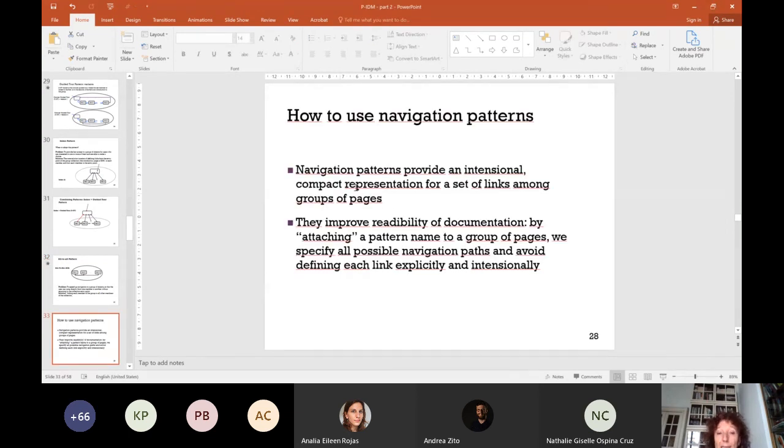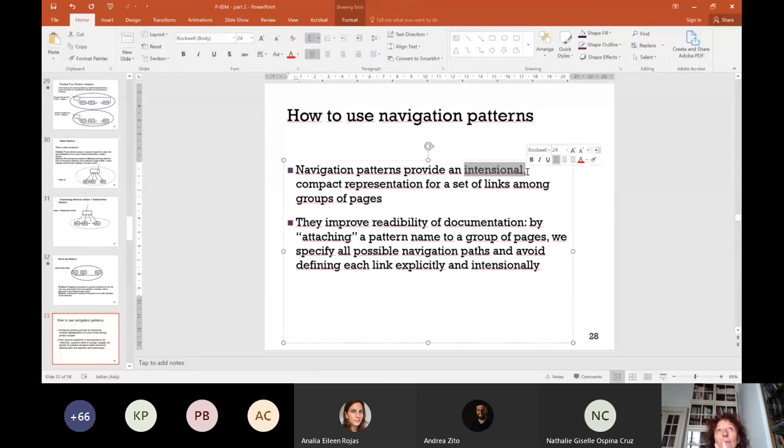So how to use navigation patterns? I said it's intentional, in mathematical terms meaning something from which you can derive something else. A compact representation for a set of links among a group of pages. They also improve the readability of documentation. They provide consistency. When you use patterns, you tend to be more consistent, because if you say, okay, I want to put a guided tour here, you tend to say, and here I want to use a guided tour pattern, and here too. So the guided tour prescribes how a navigation strategy is going to be implemented.